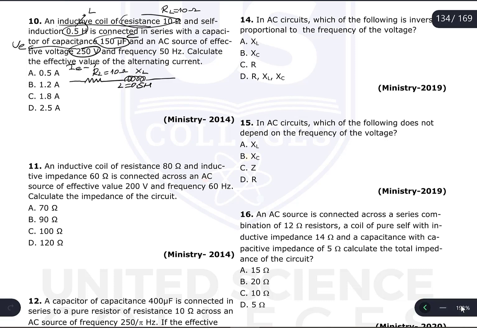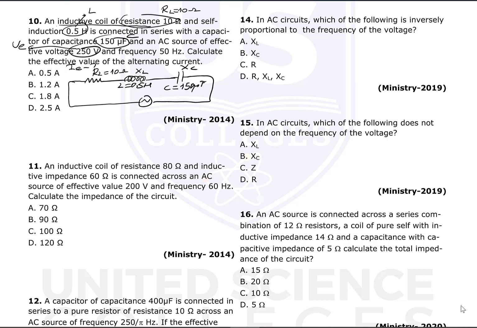And also there is a capacitor. This capacitor has a capacitance of 150 microfarad. That's why its XC must be calculated. Altogether, it's connected to a generator. This generator has an effective potential difference of 250 volt and a frequency of 50 hertz.